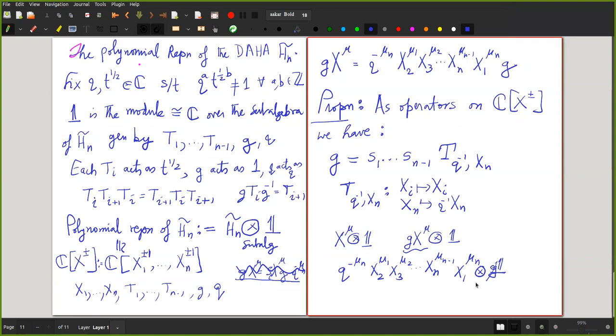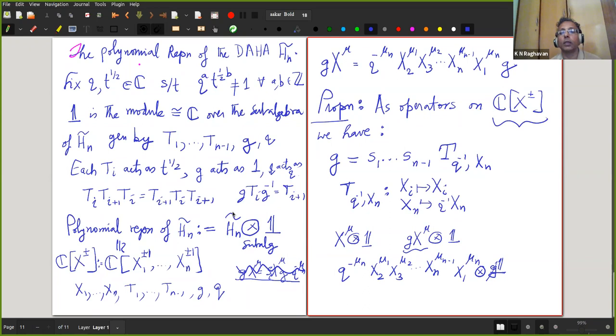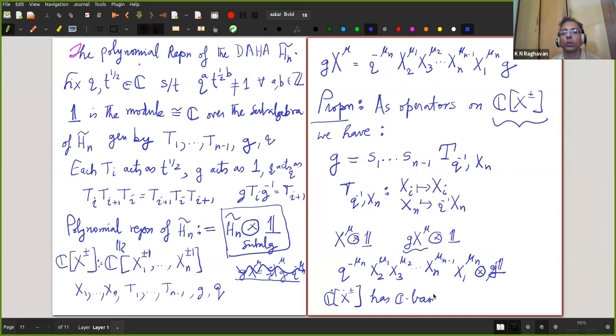So this stands for, remember, this tensor product. And so a typical element here looks like this. By writing this, I'm claiming that every element, this has a C basis, X mu tensor 1, where mu is in Z to the n. Is this clear? Okay. So, by the way, Raghavan.